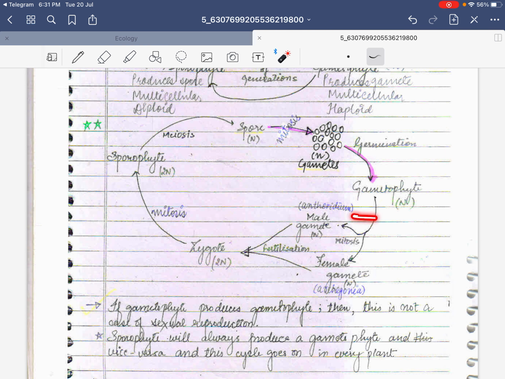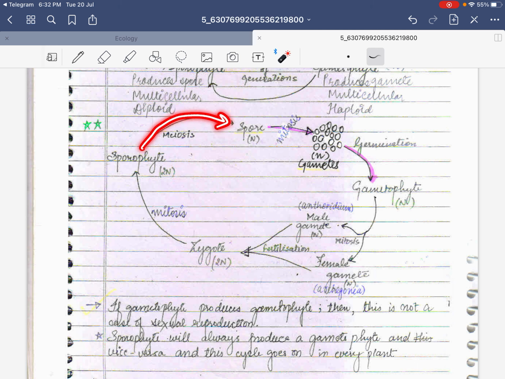Let's begin with the gametophyte. In gametophyte, whose ploidy is n, mitosis occurs and the male gamete and the female gametes are formed. After the fertilization, zygote is formed which has the ploidy of 2n. In zygote, mitosis occurs and sporophyte plant body is made. The ploidy of sporophyte is diploid.